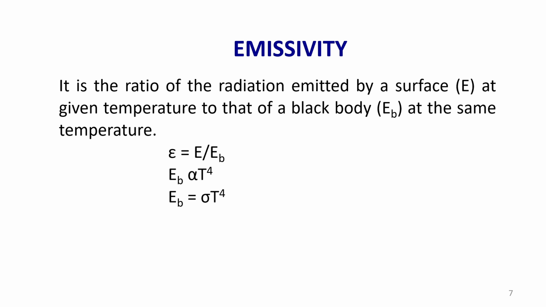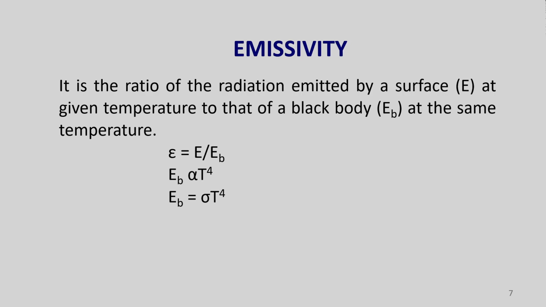Now, let us define the term emissivity. Emissivity is the ratio of the amount of radiation emitted by a surface, by any surface, to that of the radiation emitted by a reference surface, which is the black body. So, E divided by EB, E is the amount of radiation emitted. When I say E suffix B, it refers to the radiation emitted by the black body, which is taken as the reference.